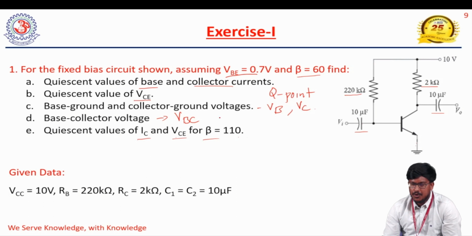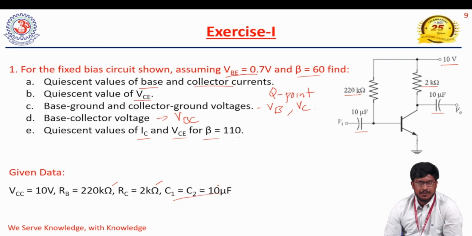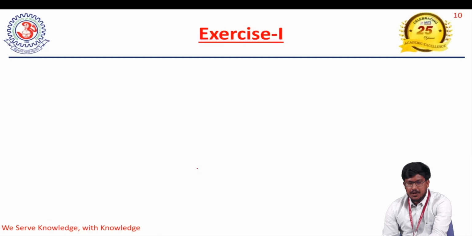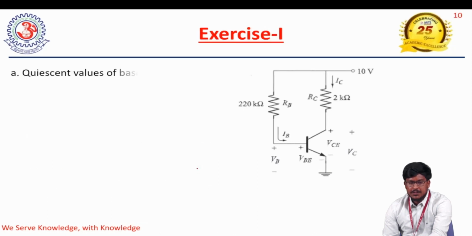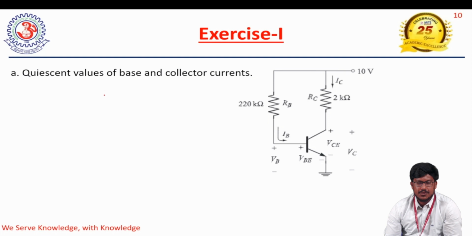The supply voltage is provided, which is 10 volts. The base resistance is 220 kilo ohm, the collector resistance is 2 kilo ohm, and the coupling capacitors are 10 microfarad. As I said, in this DC analysis we are not going to consider these coupling capacitors. So the first parameter we need to find is the operating point values: the base current and the collector current.